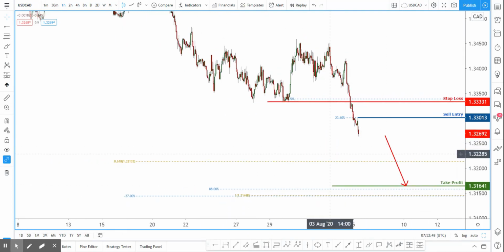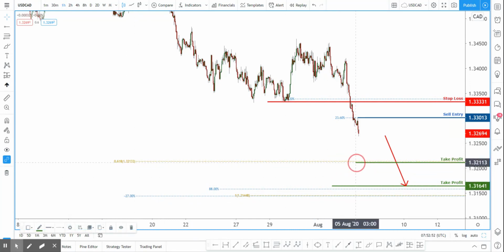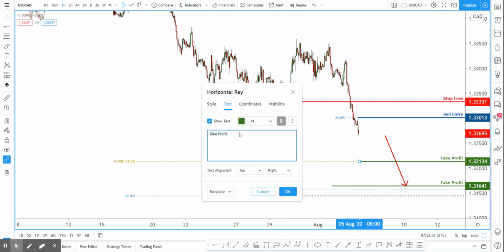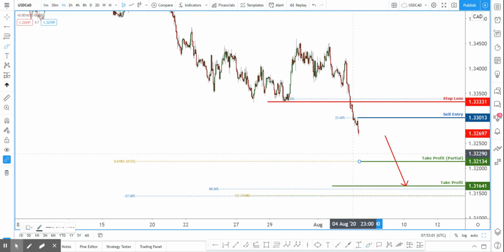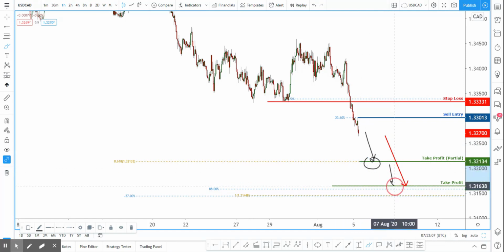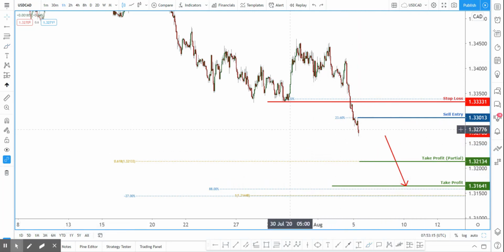Because of this long-term key level here, we can use this as a partial target as well, a partial take profit. So what this means is, if price comes down to this level, we can close out about 50% to 75% of our positions and let the remaining 25% run all the way to the end. So even if price were to come back, we will already have been in a profitable trade.